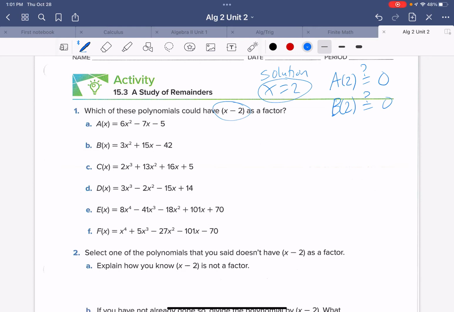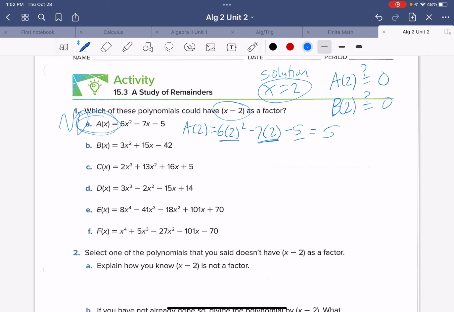All right. So you can put 2 into the first equation here. A of 2 would be 6 times 2 squared minus 7 times 2 minus 5. So that's 24 minus 14 is 10, minus 5 is 5. Well, it's not 0. So that means that x minus 2 is not a factor. Not a factor. So this would be a no.